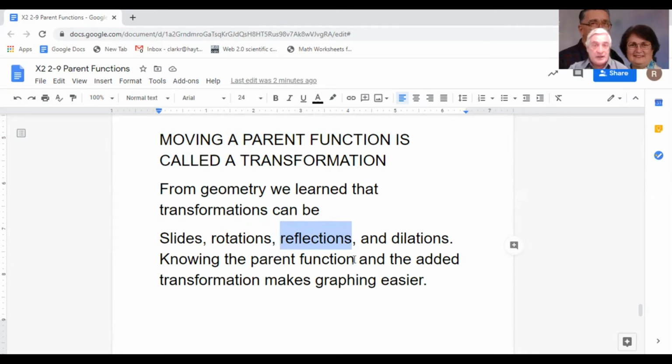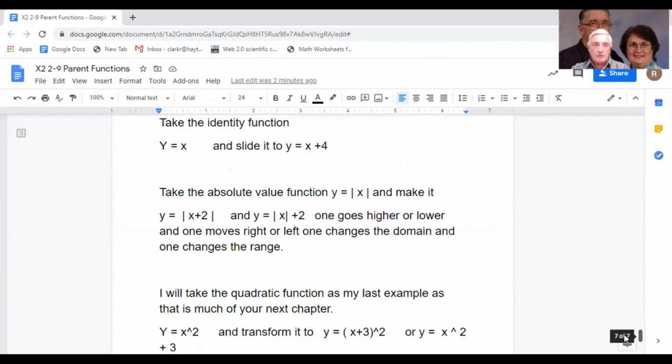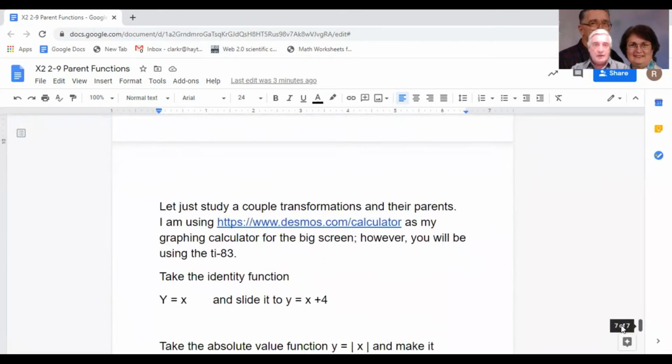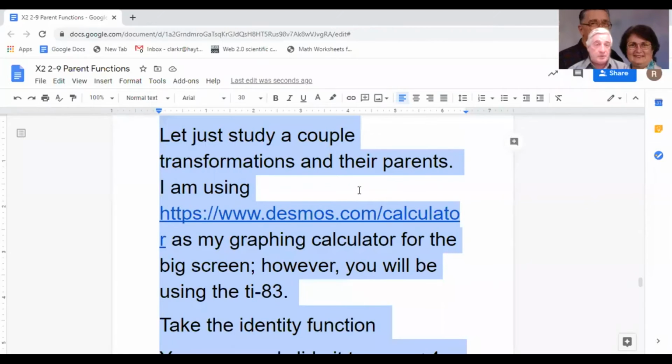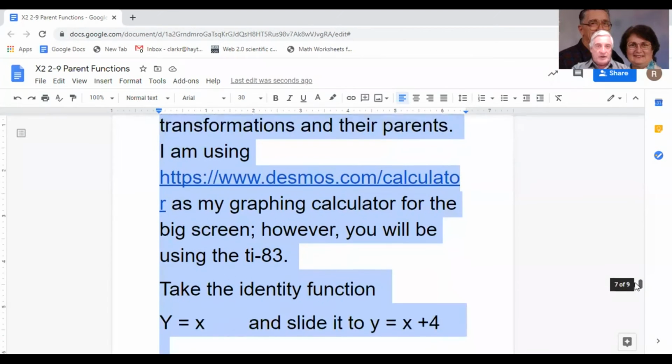Knowing the parent function and the added transformation makes it easy to graph these functions. I'm going to study a couple of transformations, and the easiest way to do this is with a graphing calculator. I could use the TI-83 that we have in class, but the screen is about yay big, and most of you can't see it. So I'm going to go here when I get to my transformations.